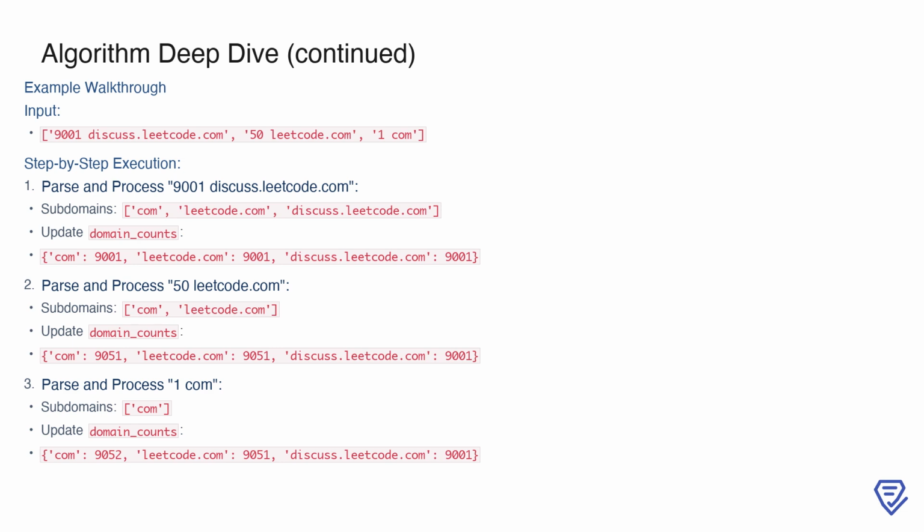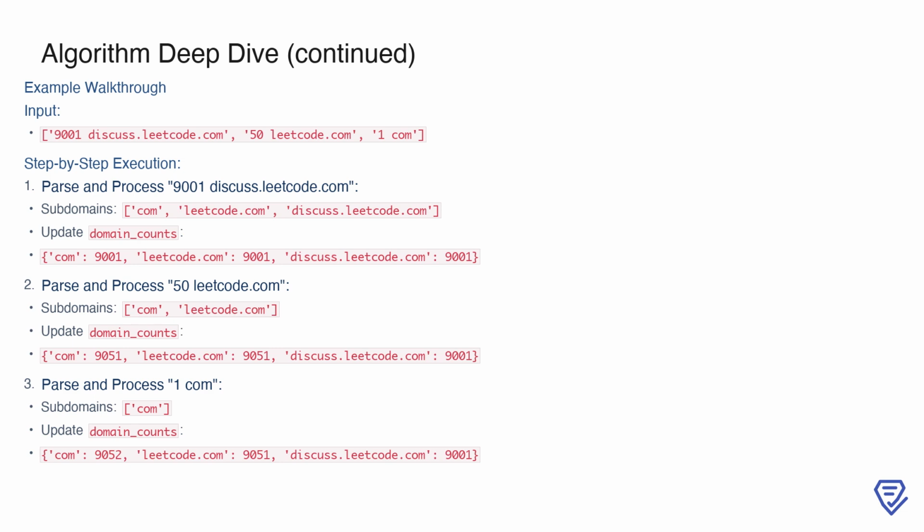Next, we handle 50 leetcode.com, which generates the subdomains com, leetcode.com. Adding the count updates the dictionary to com 9051, leetcode.com 9051, discuss.leetcode.com 9001. Finally, we process 1 com, which updates the count for com to com 9052, leetcode.com 9051, discuss.leetcode.com 9001.